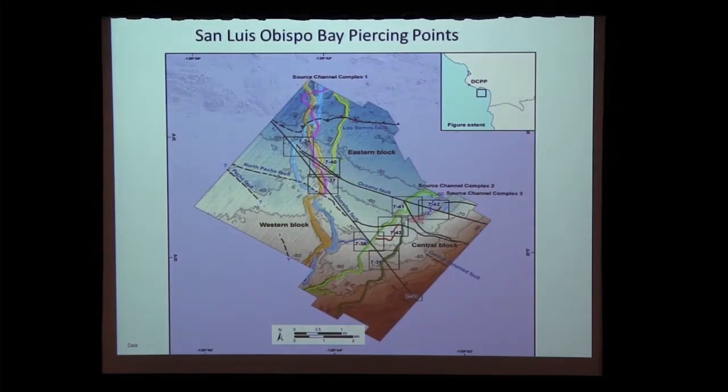From this information, we've actually been able to identify 9 different sets of piercing points that we can use. These are piercing points that cross the faults. And what we did is we looked at the ones that cross the Shoreline fault and the Oceano fault. We looked at these in great detail to see if we can determine any offset along these faults.